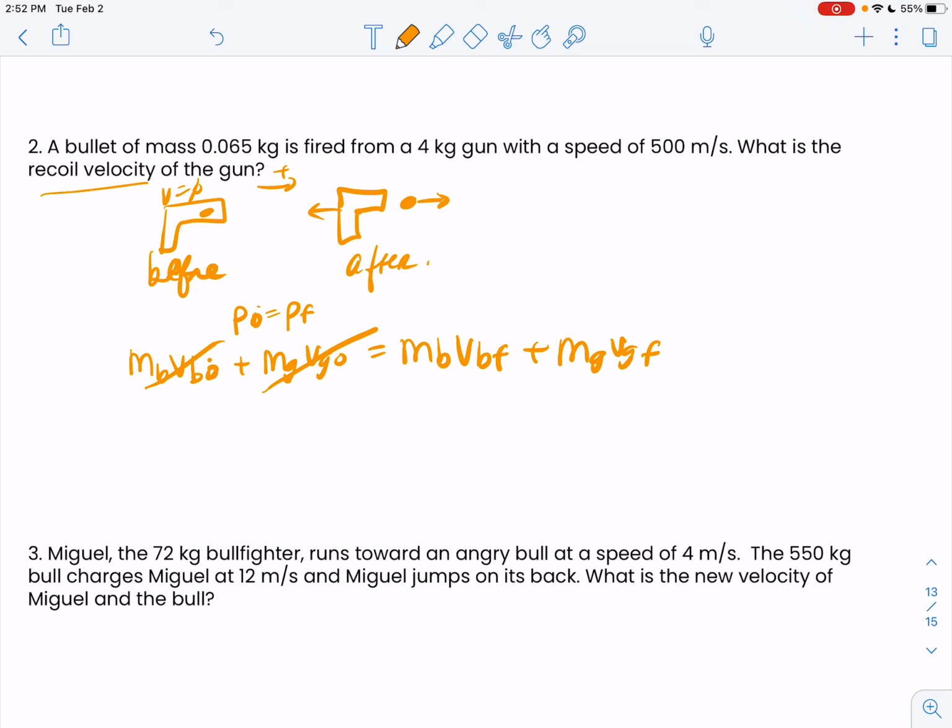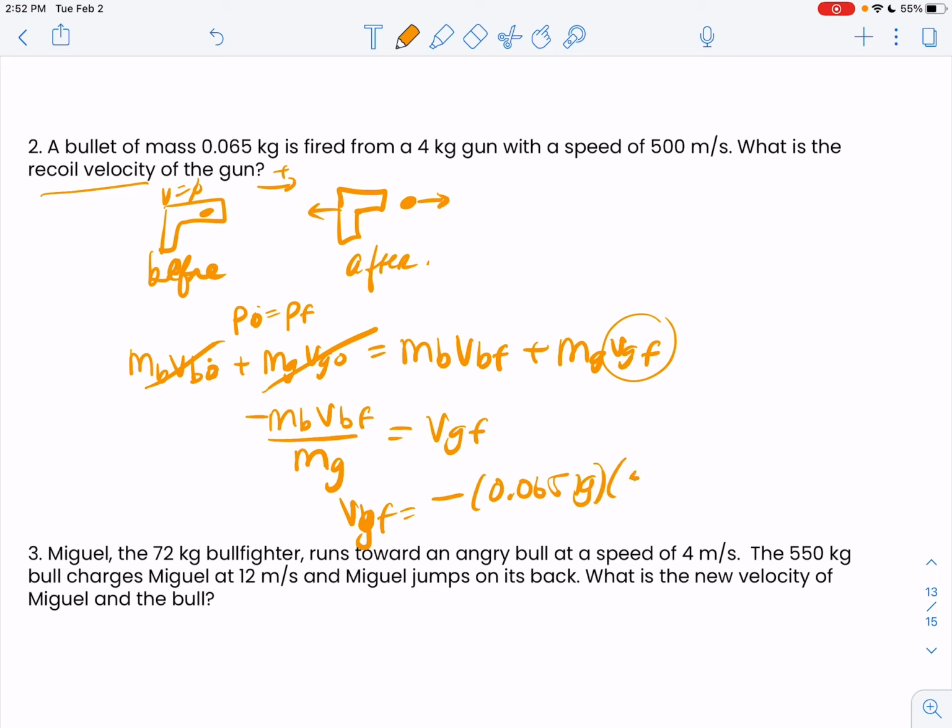So if I'm solving for the recoil velocity of the gun, I'm going to have M bullet V bullet final over mass of the gun equals V of the gun. Oftentimes in a multiple choice, that'll be it. You won't have to put all these dumb numbers. 0.65 kilograms times 500 meters per second over 4 kilograms.